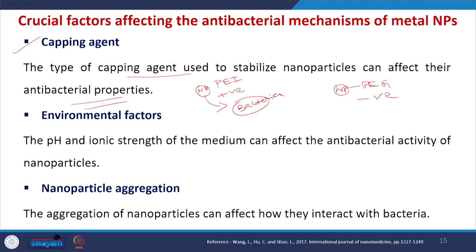The pH and ionic strength of the medium also affect the antibacterial activity of the nanoparticles. Suppose the pH and ionic strength are not optimum, that leads to the aggregation of nanoparticles. Once the nanoparticles are aggregated, the interaction with the bacteria will be less, and that leads to less antibacterial activity. So, to achieve high antibacterial activity, we have to optimize the parameters.